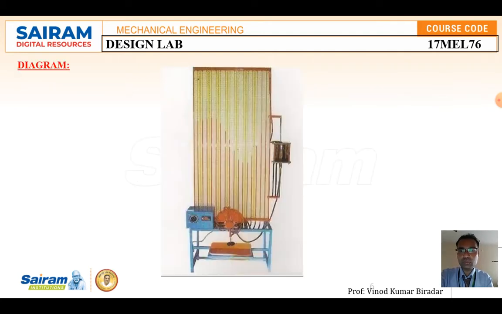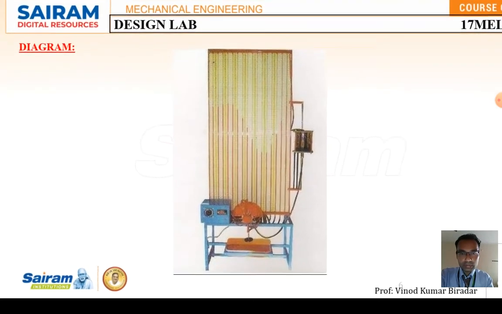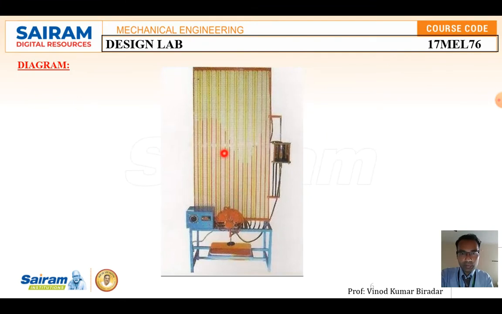Look at the diagram here. This is the journal bearing experimental setup. There are 12 pipes connected to it. Normally a bearing is an element which is going to support the rotating elements. On this bearing there are 12 pipes connected, 1, 2, 3 up to 12, and 4 pipes are connected at 90 degrees, that is axially.